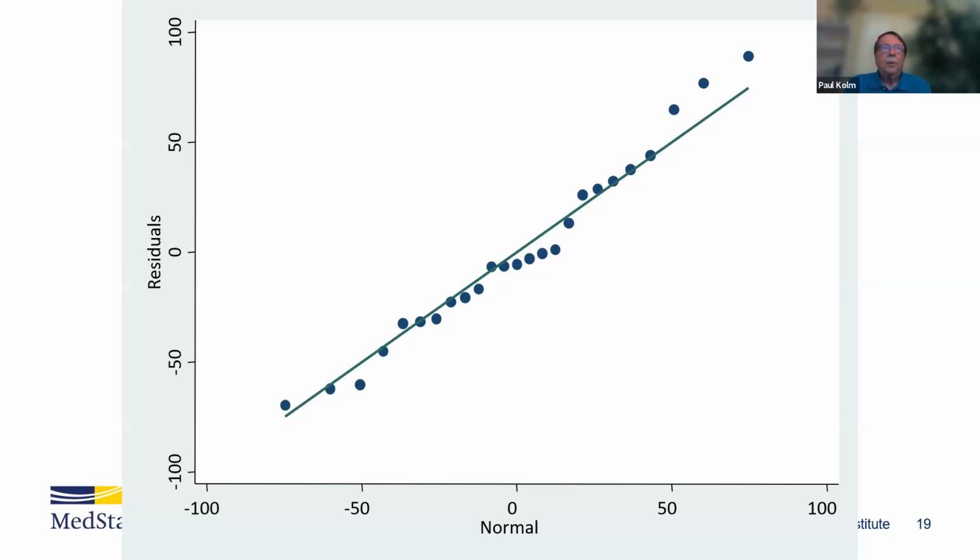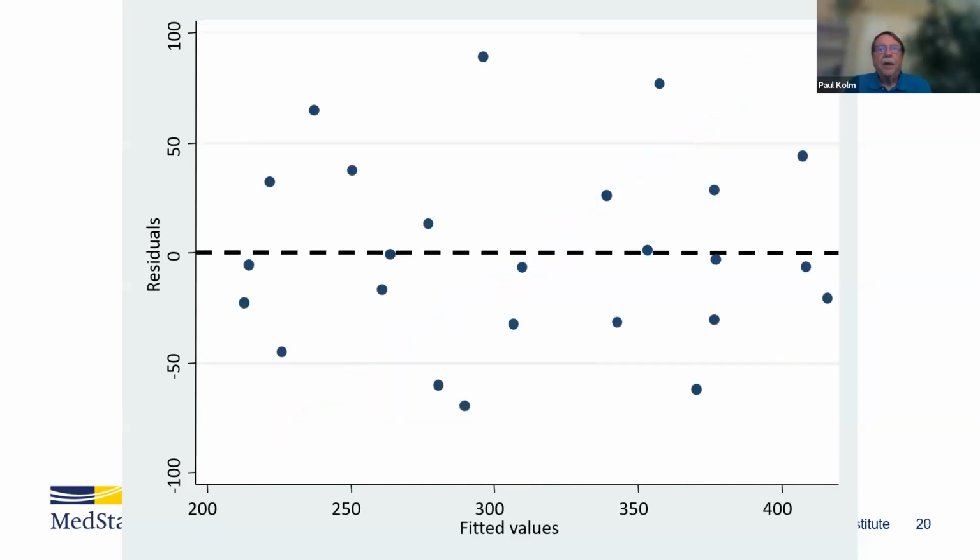In the same way, if we look at a plot of the residuals against the predicted values, then we should see something like this. In other words, they would have a mean of 0 and they would be randomly scattered. And usually what we look at is plus or minus 2 standard deviations from the mean of 0.